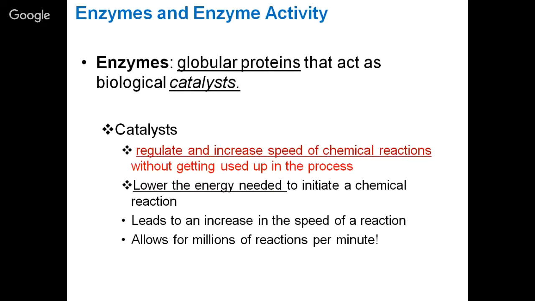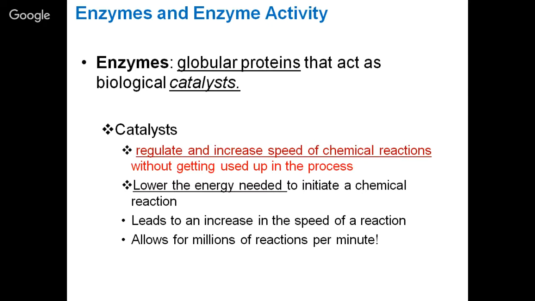So with related to these globular proteins, we have to discuss some amount with related to the enzymes and its activity. So enzymes, they are globular proteins, and it is the biological catalyst in our body. What is a catalyst? Catalyst is a compound which regulates and increases the speed of the chemical reaction without getting used up in the process. So it just enhances or increases the rate of the reaction, but it is not consumed in the reaction process. It does not become part of it.